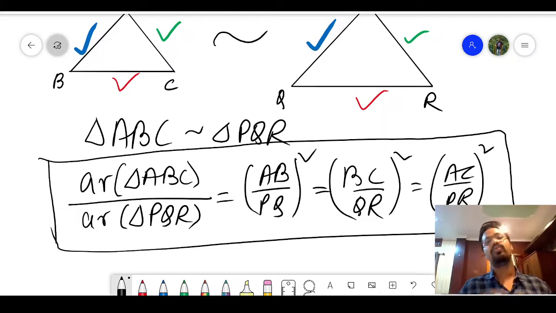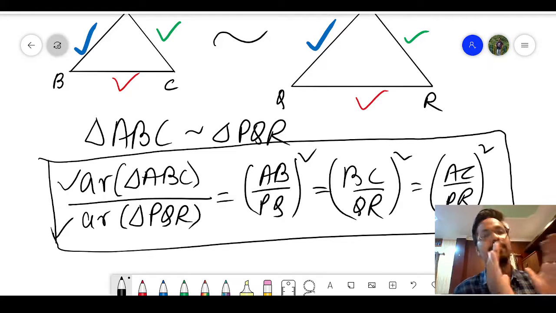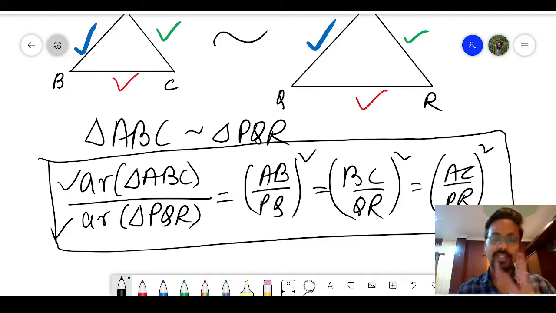That is, if two triangles ABC and PQR are similar, and you try to find the ratio of their areas, it will be equal to the square of the ratios of the corresponding sides. Two triangles will have three pairs of corresponding sides. Find their ratio and find the square of them. That will be equal to the ratio of the areas of the two triangles. Now we are here to prove this theorem. So how do we prove it?